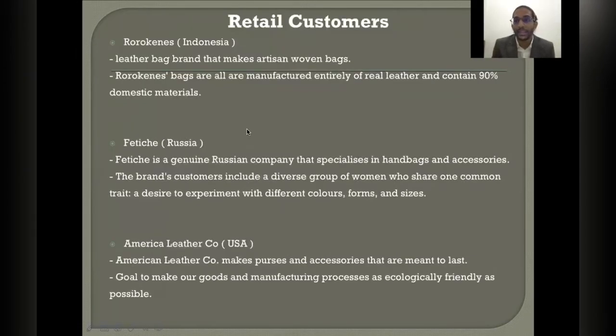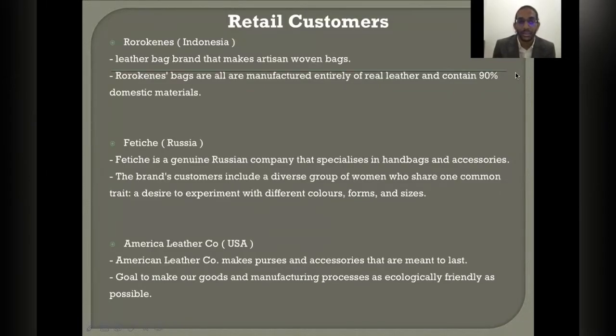Next will be our retail customers, which are destinations 1, 2, and 3. The first, in Indonesia, is Rorokiness, a leather bag brand that makes artisan women's bags. Rorokiness bags are all manufactured entirely in real leather and contain 90% domestic material.